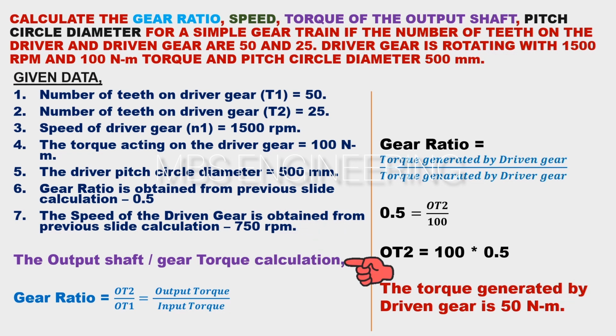Next, the output shaft gear torque calculation. Gear ratio is equal to OT2 divided by OT1. Gear ratio is equal to output torque divided by input torque. Gear ratio equals torque generated by driven gear divided by torque generated by driver gear. 0.5 is equal to OT2 divided by 100. OT2 is equal to 100 into 0.5. The torque generated by the driven gear OT2 is 50 Newton meter.